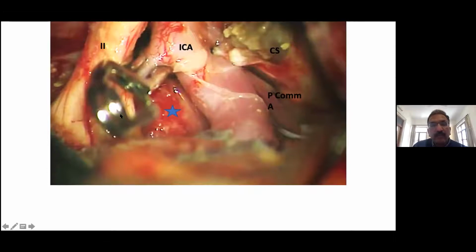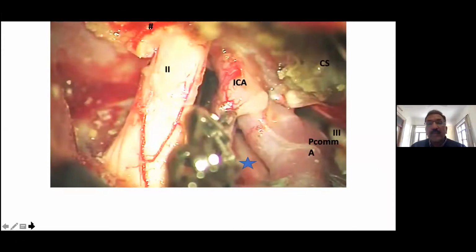So this is the aneurysm. This is the second nerve. This is the internal carotid artery. This is the PCOM artery. This is the cavernous sinus. And the first clip has been applied on the neck of the aneurysm. And then the second clip has also been applied. And you see the ICA. This is the proximal part of the ICA, the clinoidal segment of the ICA. This is the supraclinoid segment of the ICA. This is the PCOM coming out of it. This is the carotid optic space. This is the second nerve, and this is the cavernous sinus.